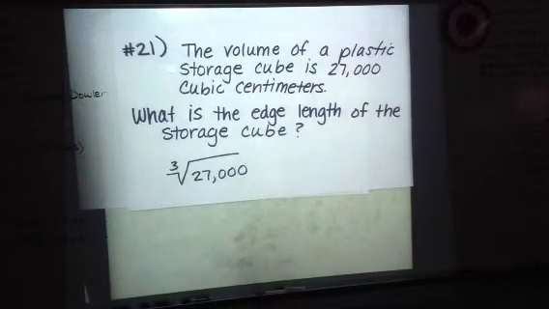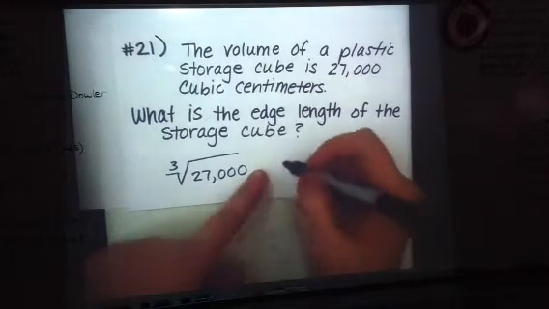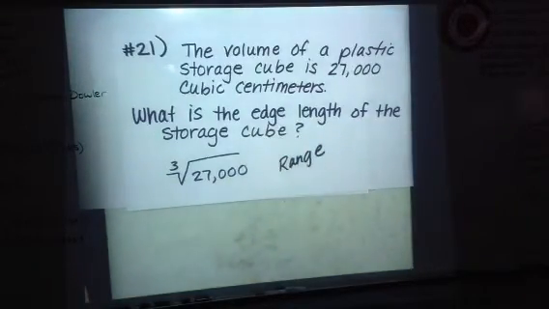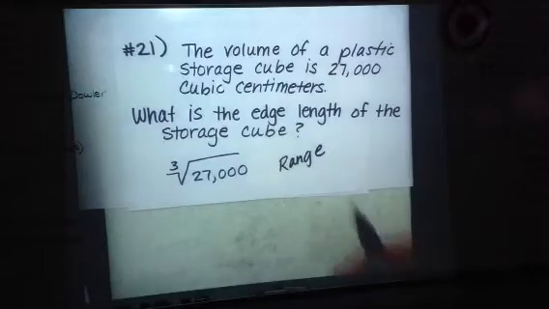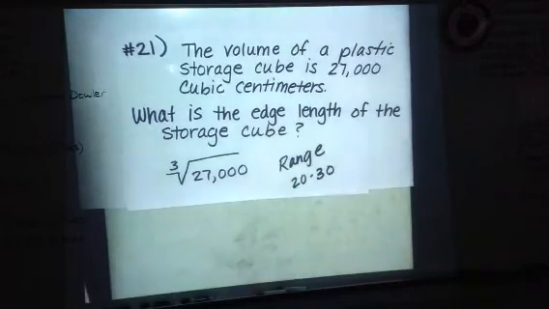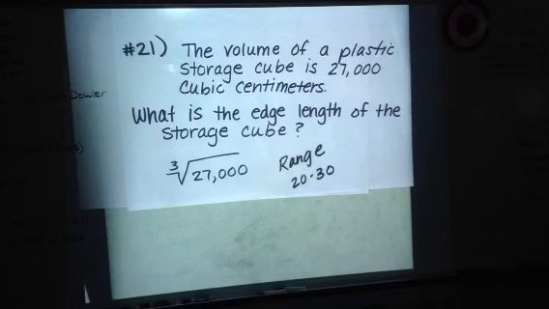root of 27,000. Now, with that being said, I'm going to give you a range to try, because we don't want to just guess blind, because that's a waste of time. A range of 20 to 30, and that cube root is going to tell you what the edge length of the storage cube is. So go ahead, pause, rewind if you need to, anything you need to do. If you have any other questions, please let me know, and happy solving.